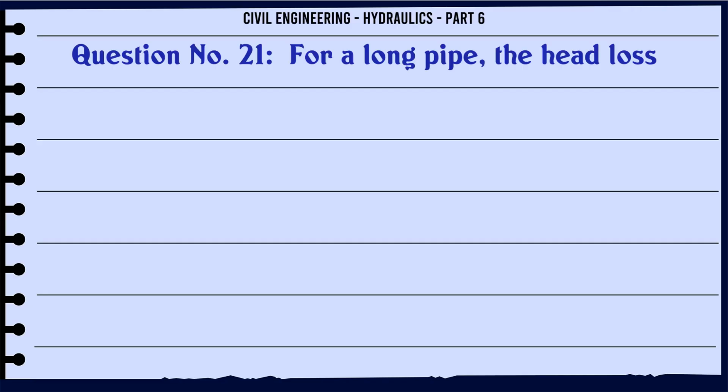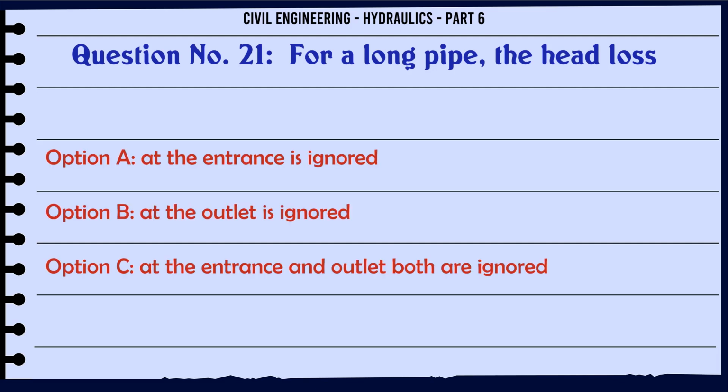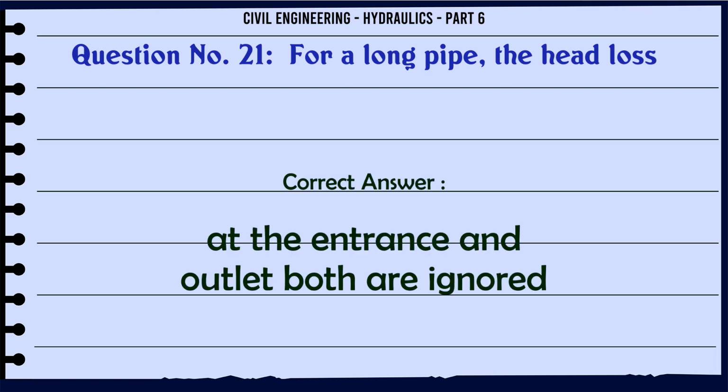For a long pipe, the head loss A. at the entrance is ignored, B. at the outlet is ignored, C. at the entrance and outlet both are ignored, D. due to friction is ignored. The correct answer is at the entrance and outlet both are ignored.